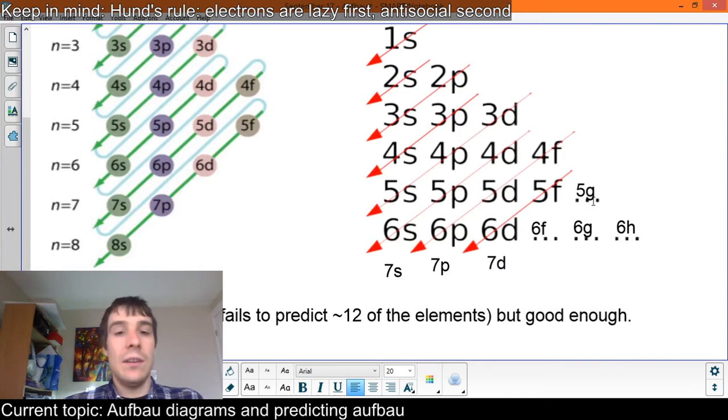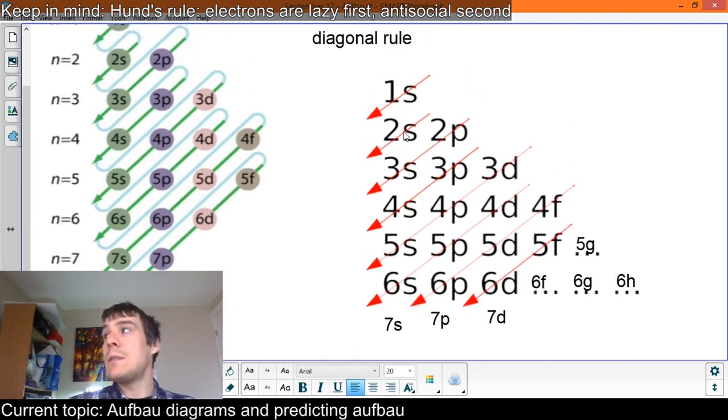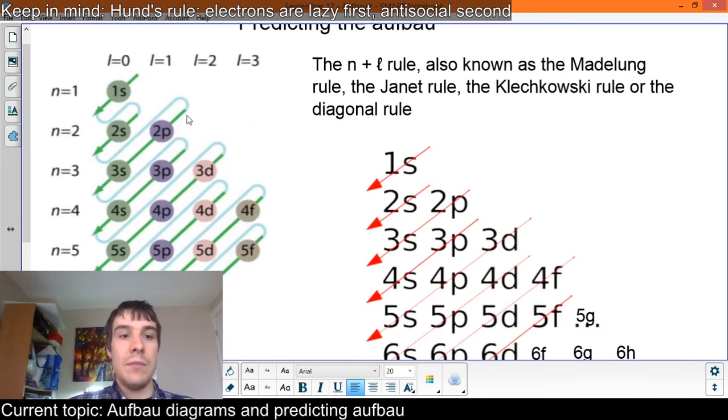So 5g, as far as the periodic table is concerned, is currently not used. Neither is 6f or 6d or 8s or any of that. The periodic table ends at 7p. Furthermore, every time you get to a new s orbital, you end up with a new period.